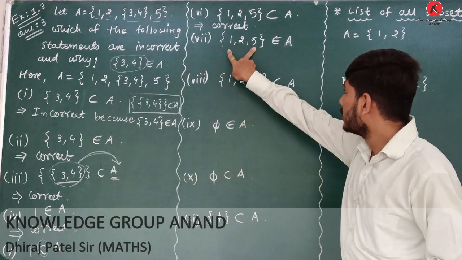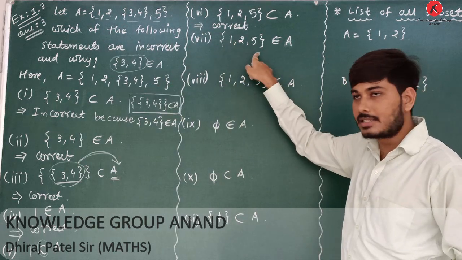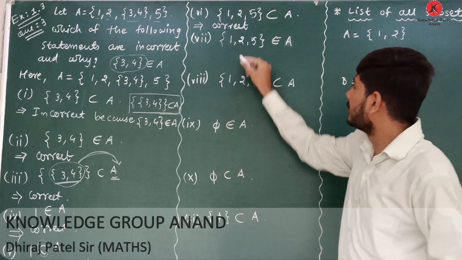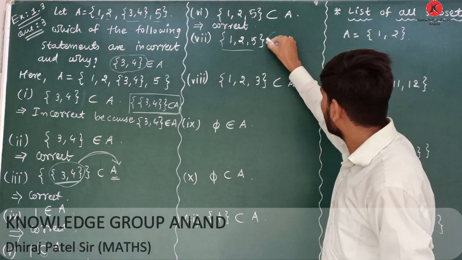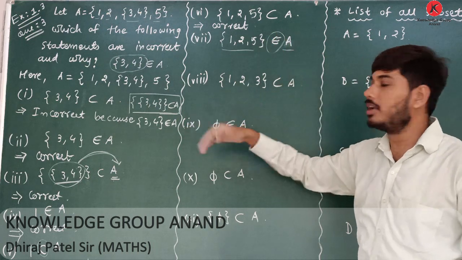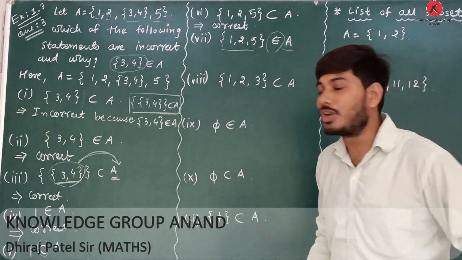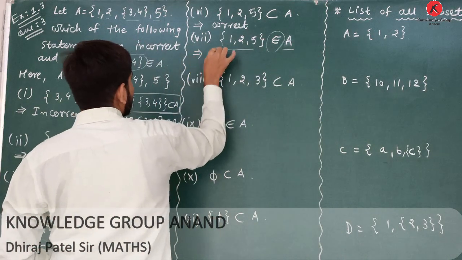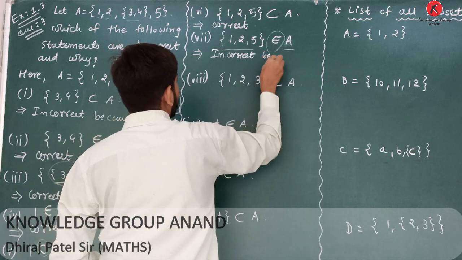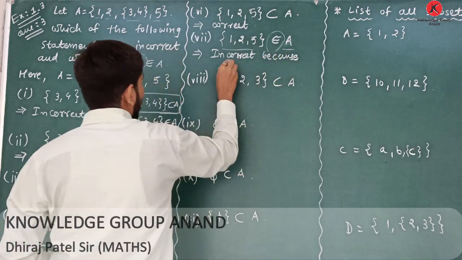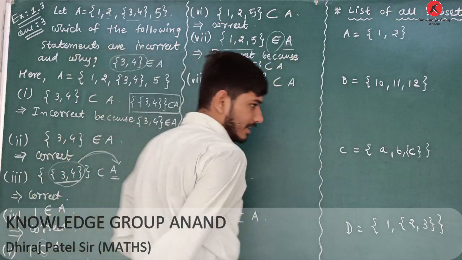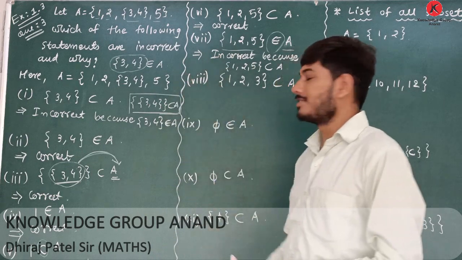Next one. 1 to 5 is a set. Set belongs to A. This is not a proper relation, because this is a set. Therefore, they have to put the subset or does not subset symbol here. They are putting the belongs to symbol. It is not a valid symbol. Therefore, it is an incorrect statement, and the reason is that we know that 1 to 5 is a subset of set A. This is the reason, the correct answer.